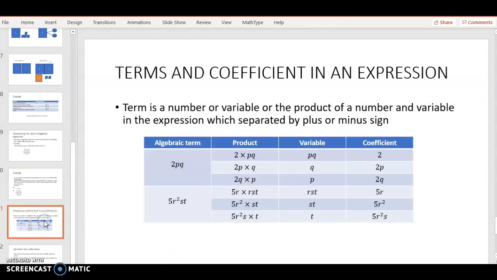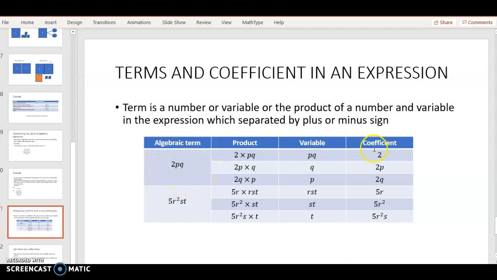Now we move on to another one, terms and coefficient in an expression. So in an algebraic expression, you should know what is a term, what are variables, and what is a coefficient. A term is a number, or a variable, or the product of a number and variable in an expression, which is separated by plus or minus signs. For example here, I have the algebraic term 2pq.